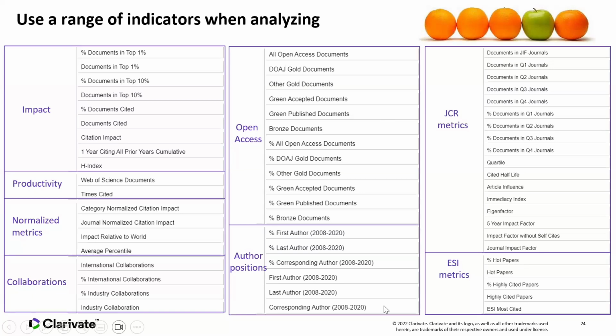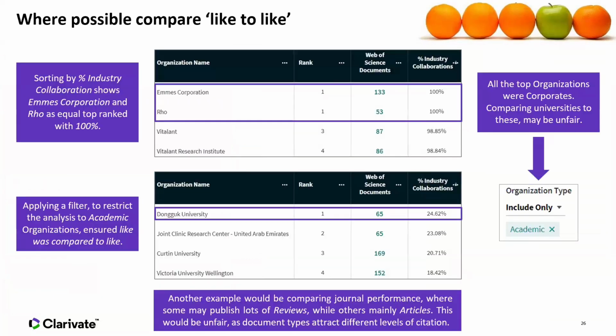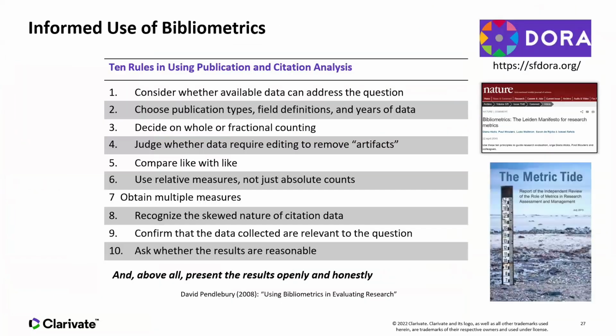So colleagues, this is just some of the indicators that are available on Insights. As I said, today's focus will be on making sure that we do organization evaluation. Now, part of the rules in terms of using publications and citations as an analysis is that you should consider what type of data can address a particular question. So before I actually go into the portal and pull data, I need to understand what question I am trying to answer.